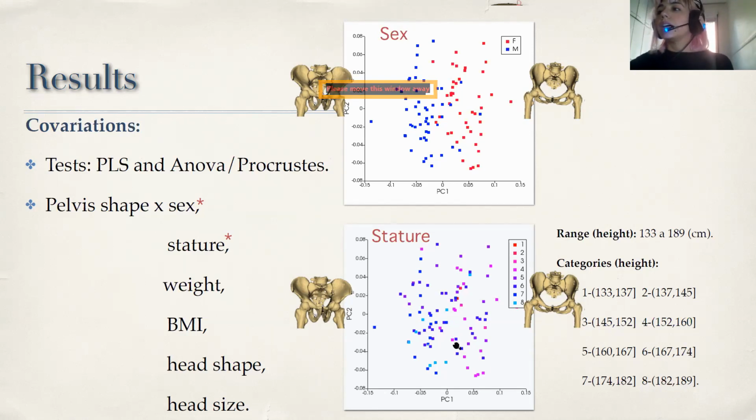So this statistically significant covariation is probably only reflecting the sexual dimorphism in the sample. So in this case, despite the significant result, chances are that I have found a spurious correlation between these two variations.